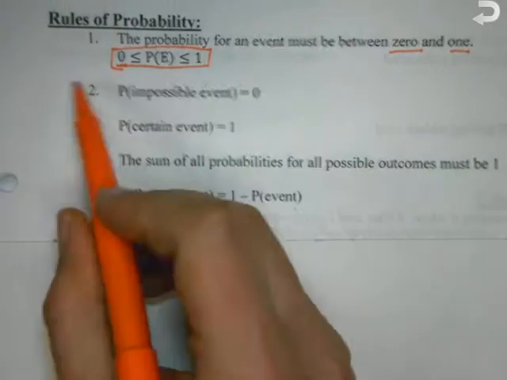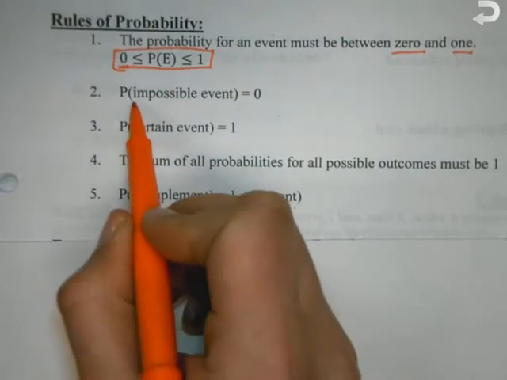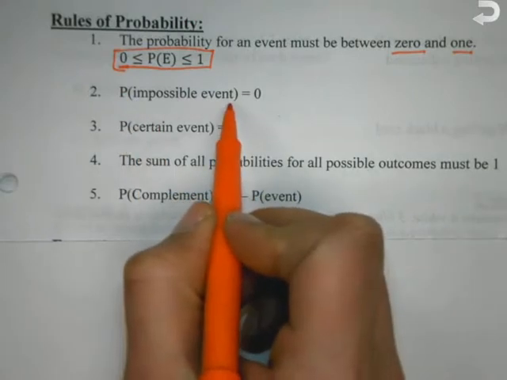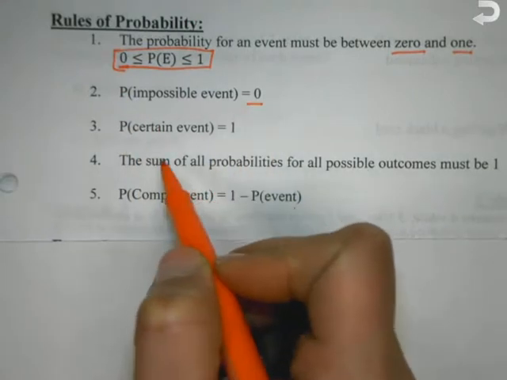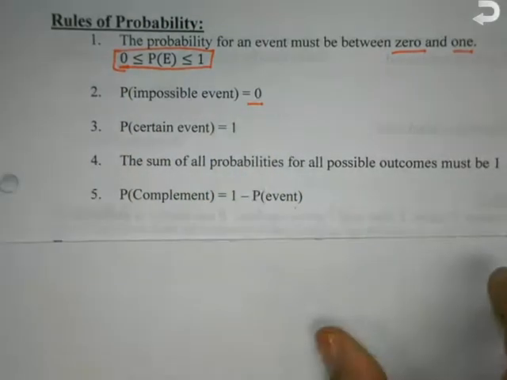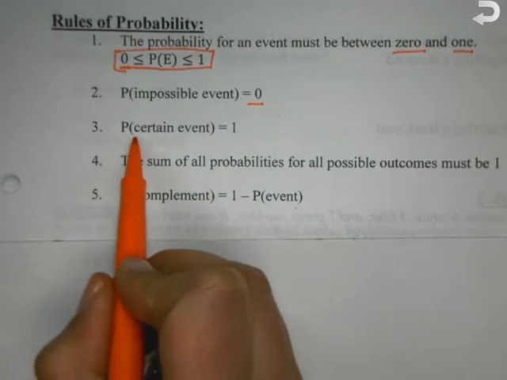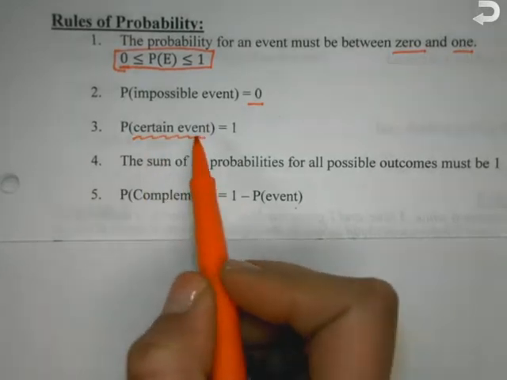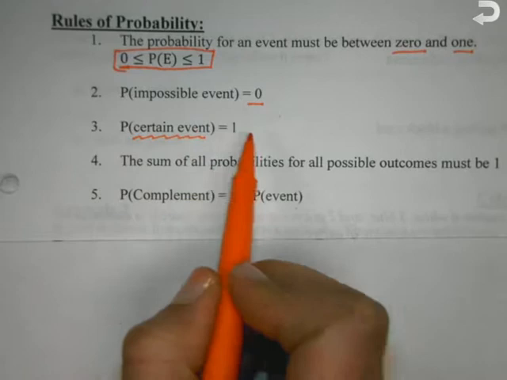If you are ever looking at the probability of an impossible event occurring, that answer will always be 0 because it can't occur at all. Or if you are looking for the probability of a certain event, which means there's only one possible outcome, the probability will obviously be 1.